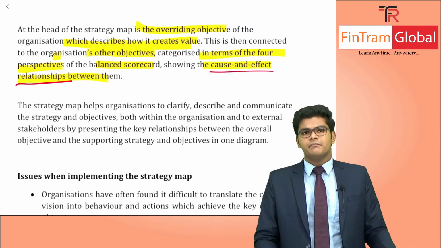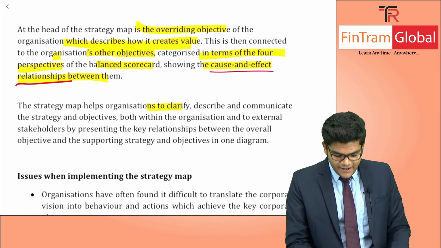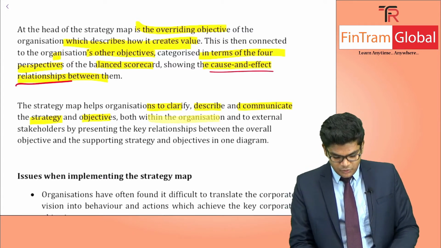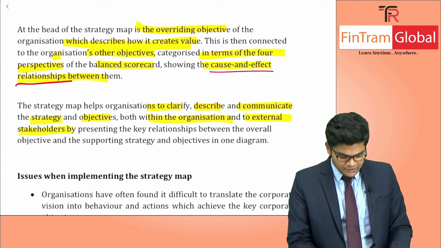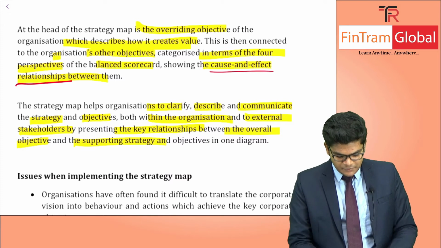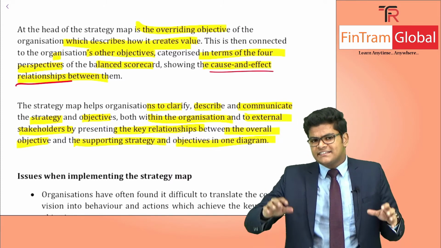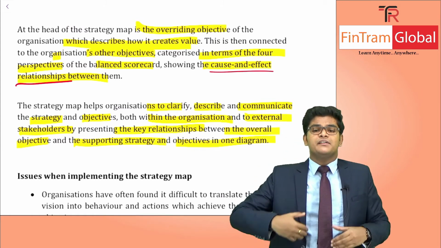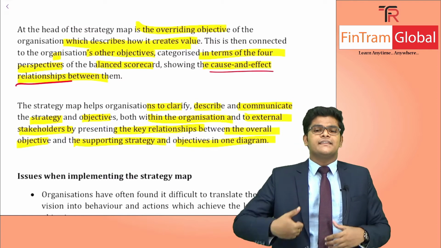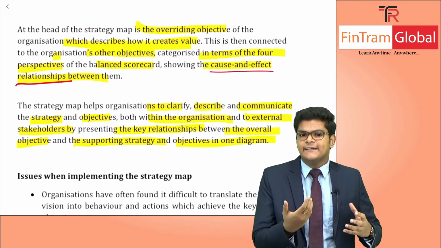And what else? The strategy map may help organizations to clarify, describe and communicate the strategy and objectives both within the organization and to external stakeholders by presenting the key relationship between the overall objective and the supporting strategy and objective in one diagram. So in a single diagram, we will be able to communicate what the purpose of the organization is and why they are conducting the activities that they do, isn't it? So that's basically the idea here, okay guys.